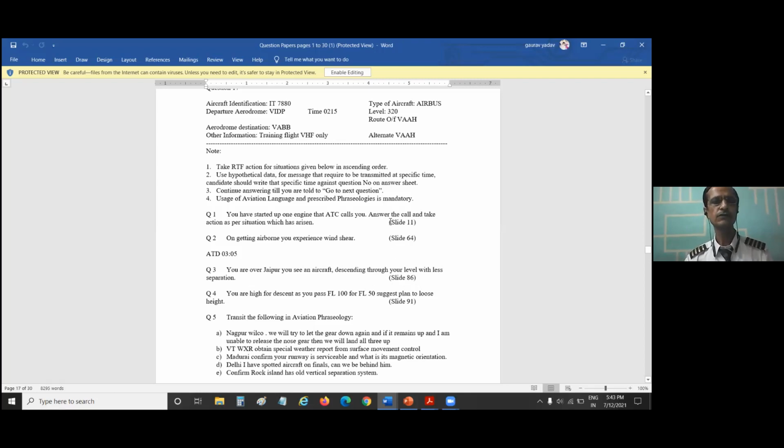Okay. So while coming from Delhi, you come first to Jaipur. So you are over Jaipur, you see an aircraft. This is very dangerous. How can you see an aircraft? If you see an aircraft, that means it's very close to you, descending through your level with less separation. So you've seen one aircraft which is coming towards you and descending towards you with very less separation.